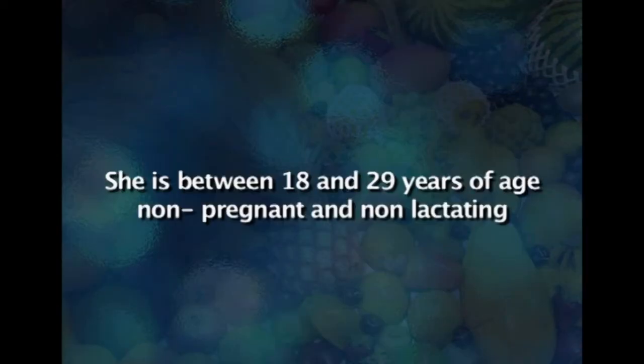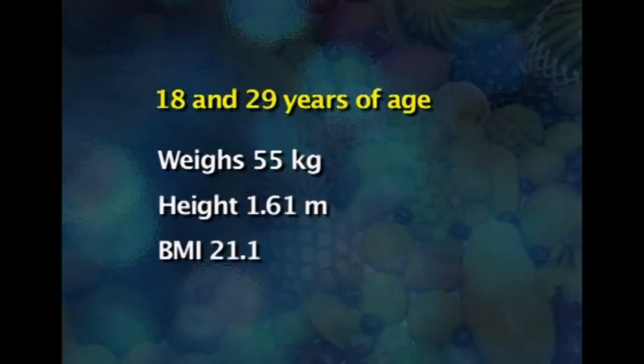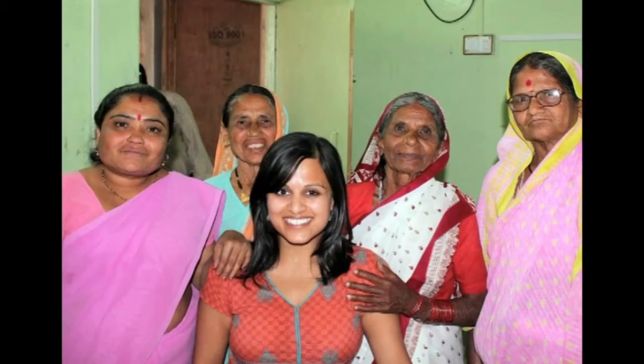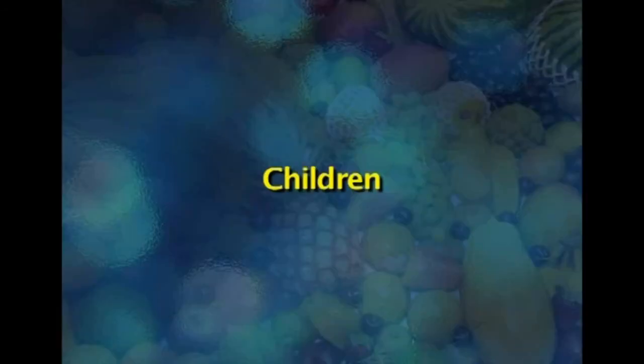Now let us look into the definition of a reference woman. She is between 18 and 29 years of age, non-pregnant and non-lactating. This is very important because during pregnancy and lactation, BMR increases and so do energy requirements. She weighs 55 kgs, has a height of 1.61 meters with a BMI of 21.1 kg per meter square, is free from disease, physically fit for active work, and employed for 8 hours in occupation. She spends 8 hours in bed, 4 to 6 hours sitting and moving around, and 2 to 4 hours in recreation and household duties. And for children, body weights of well-nourished, healthy children with normal growth are taken as a reference standard for body weight.